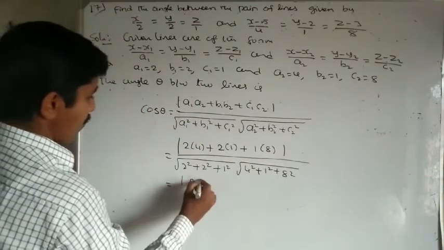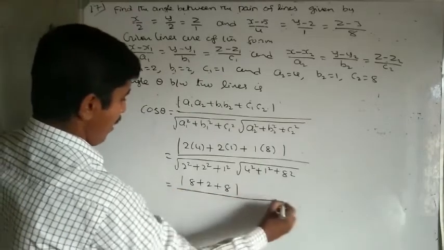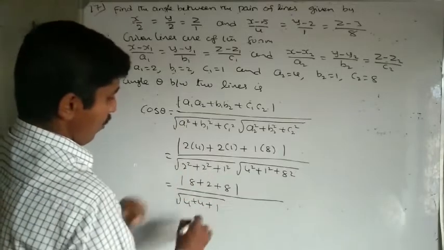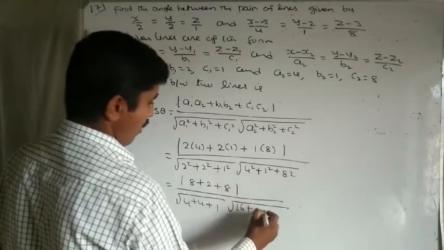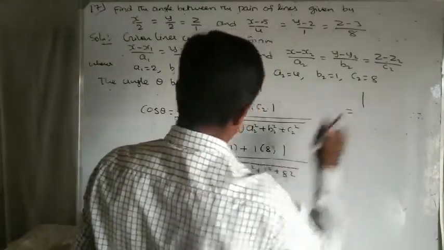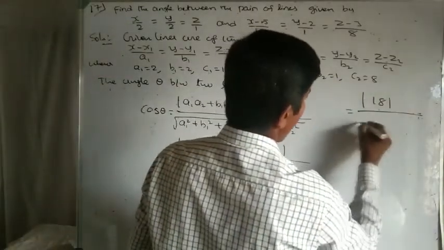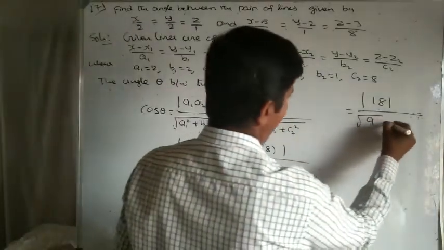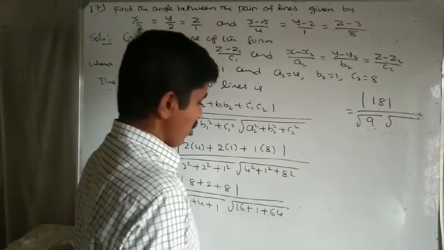2 into 4 8 plus 2 into 1 2 plus 1 into 8, divided by root of 2 square 4 plus 2 square 4 plus 1 square 1, into square root of 4 square 16 plus 1 square 1 plus 8 square 64. So next step, modulus of 8 plus 2 10 plus 8 18, divided by root of 4 plus 4 8 plus 1 9, root of 9, into root of 16 plus 1 17 plus 64 81.